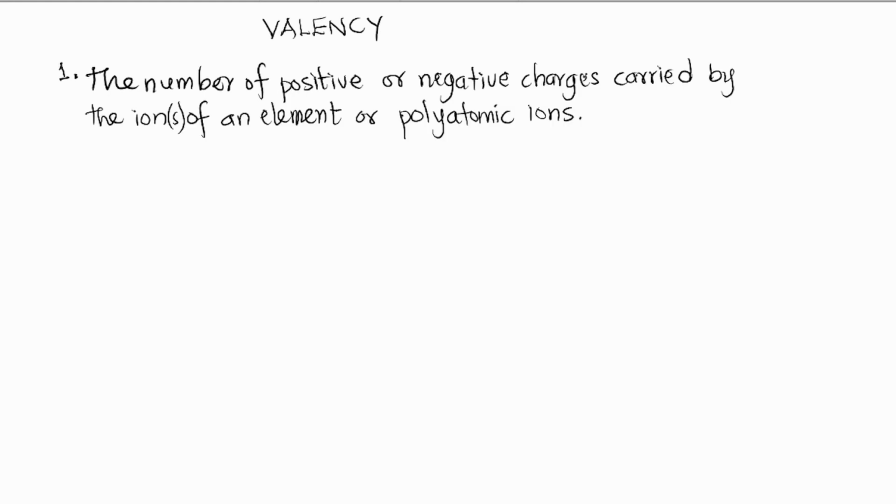When it is said that the valency of an atom or radical is so and so, it can imply two things. Firstly, it could imply the number of positive or negative charges carried by ions of such elements or radicals. Or it could imply the number of electrons lost, gained, or shared by atoms of that element during chemical combination.